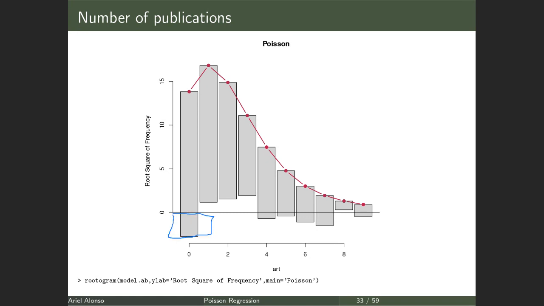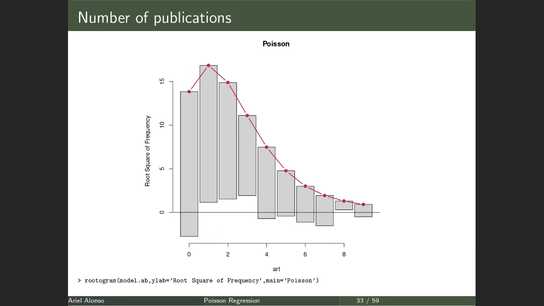What that means is that this is what the model predicts. And if you push the bar up, you will see that the bar will come over here, right? If you push it up so that the bottom coincides with the axis, then what you see is that the model is actually under-predicting the number of zeros.